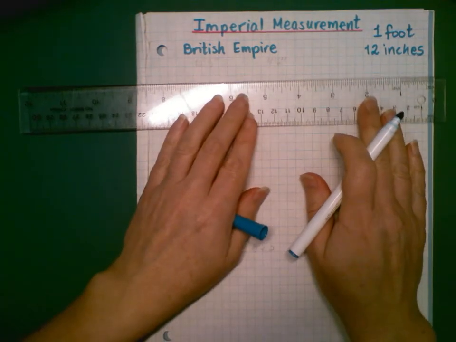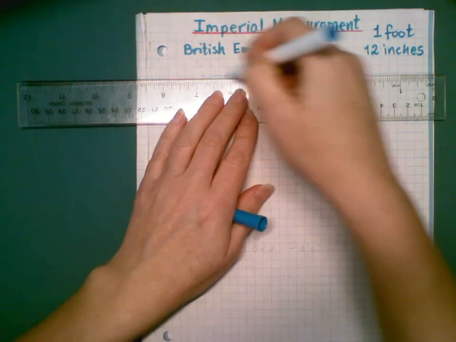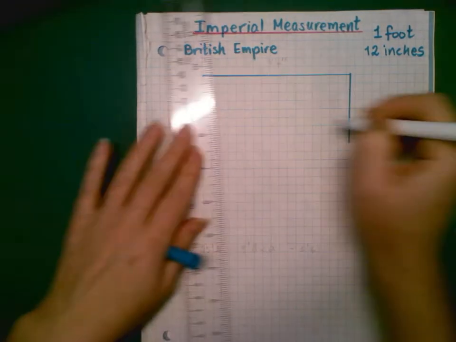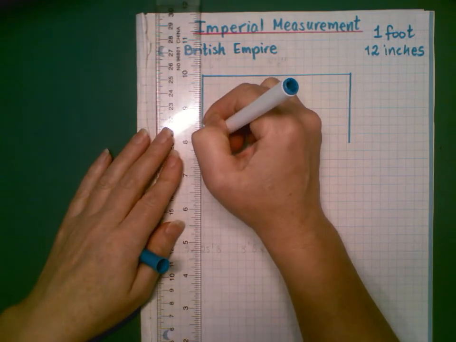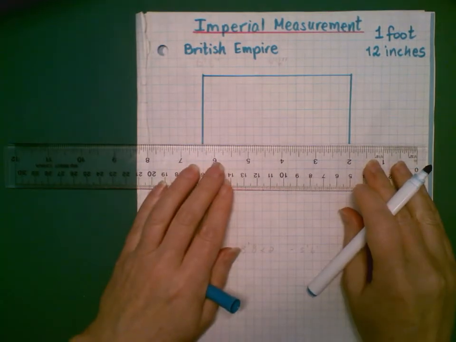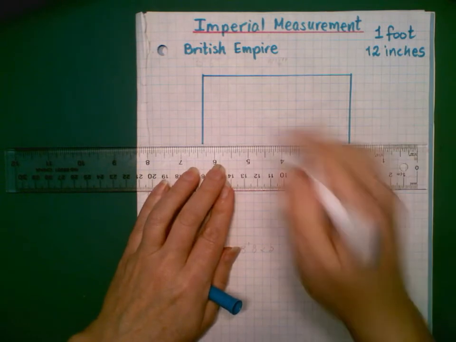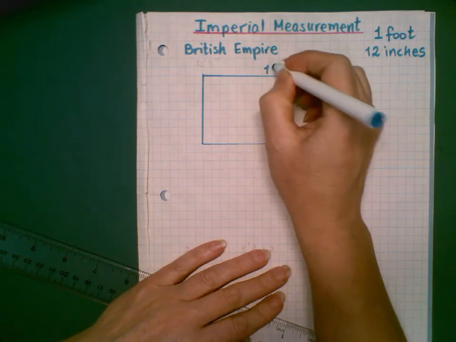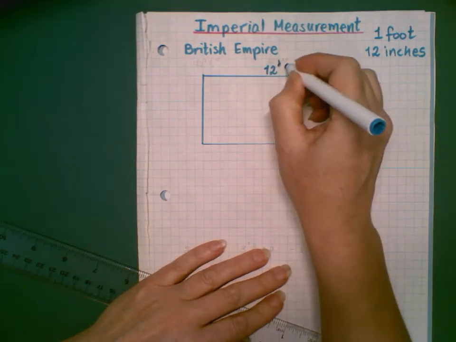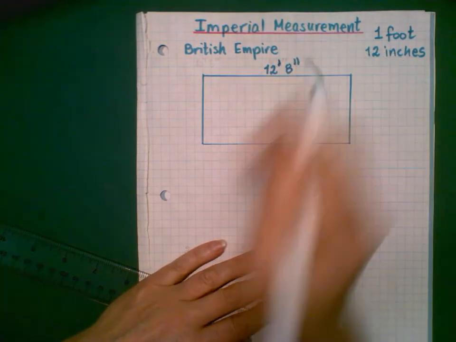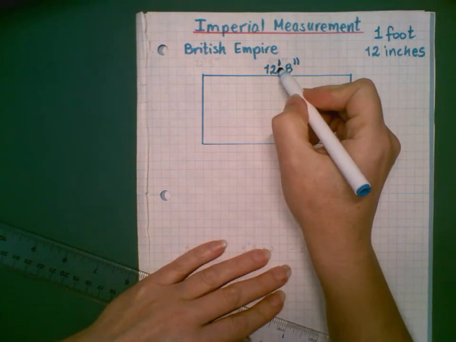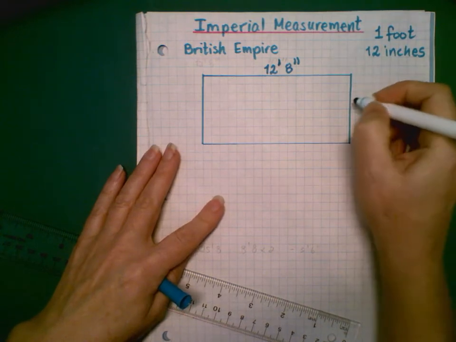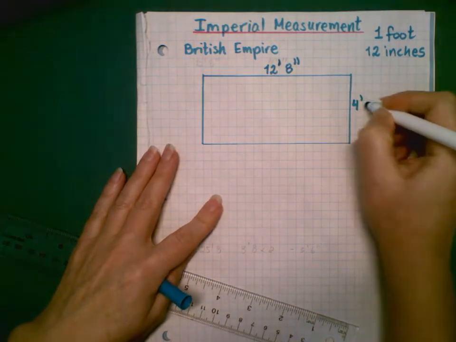Okay, the first problem involves someone who is designing a garden, and they're putting a fence around the garden. The information that you're given to work with is that it's rectangular in shape, and that one side of this garden is 12 feet 8 inches. You can see that single hash mark for the feet and the double hash mark for the inches. And then the other dimension is 4 feet 6 inches.